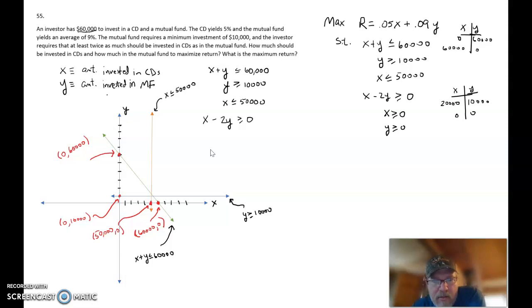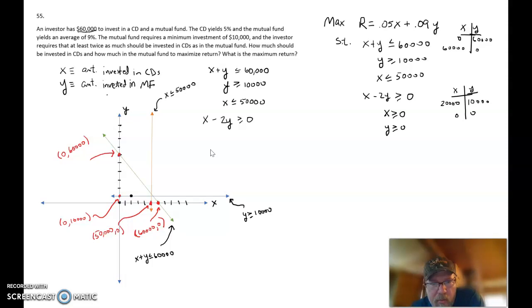And for X plus Y less than or equal to 60,000, 0, 0 satisfies it, so I'm going to be below it. So far I'm in this little triangular region here. So I have to figure that out. And then finally, X greater than or equal to 0 and Y greater than or equal to 0 put me in the first quadrant. X minus 2Y greater than or equal to 0. I have to graph this 20,000, 10,000. So over 20,000 and up 10,000. I'm right here. And 0, 0 right here.